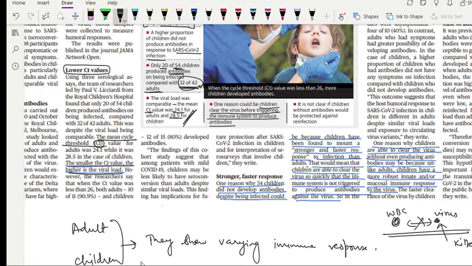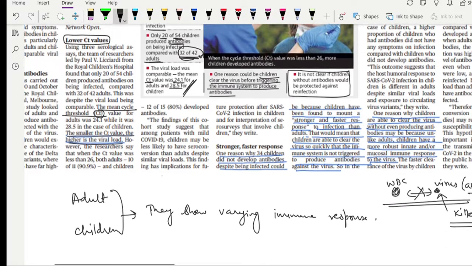Okay, and due to which there was no need to produce a new response to it. There was no need to produce antibodies for it. Virus is an antigen. So there was no need to produce antibodies for it, and hence very few antibodies were found in children. It is not clear if children without antibodies will be protected against reinfection. So since antibodies are not produced, there is a chance of reinfection.